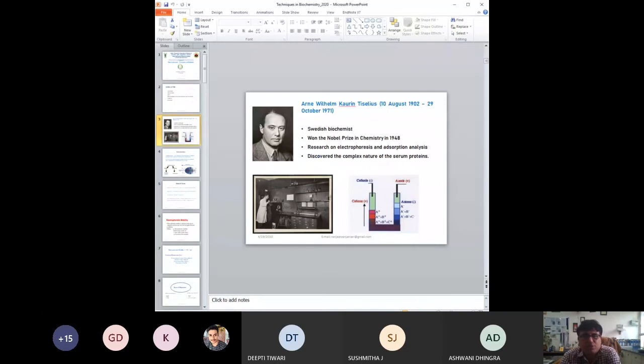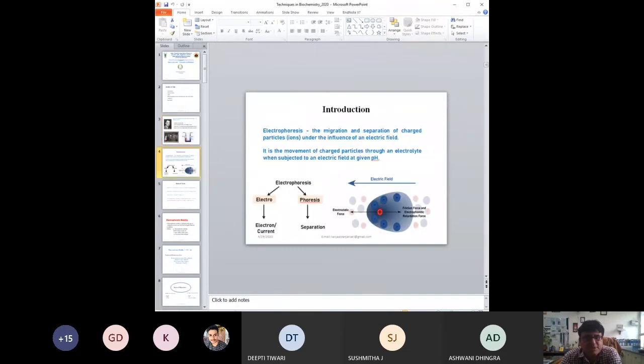And if you recall, I told you Tiselius was a scientist who first discovered electrophoresis, and he also coined the term electrophoresis. He was working in the area of serum protein, and here, if you see the figure, this is one of the Tiselius apparatus. Then in the introduction, I told you that this term has been coined from two different words. One is electro, that is electron or current, and another is phoresis, that is separation.